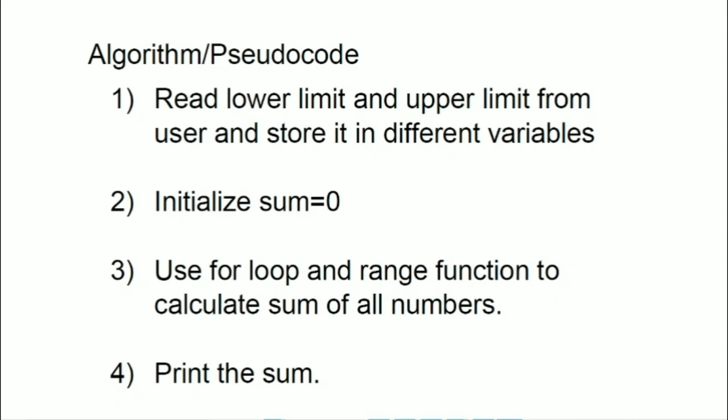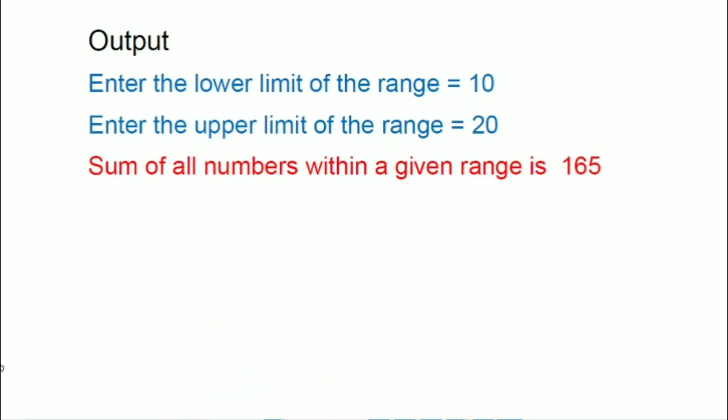Let's see what the expected output is. So this is the expected output. First, the computer will ask to enter the lower limit of the range, which is 10. Then it will ask to enter the upper limit, which we have entered here as 20, and then it will print that the sum of all numbers within the given range is 165. Okay, I hope you all have understood the explanation part of it.